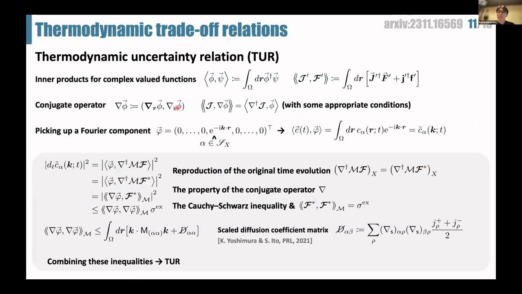In addition to thermodynamic speed limits, we can also obtain a thermodynamic uncertainty relation, TUR, which is a generalization of this previous study. In this previous study, they consider the thermodynamic trade-off relations for chemical reaction networks, which is not reaction diffusion systems, but we can generalize the result by introducing the conjugate operator of generalized divergence and using this special potential function.